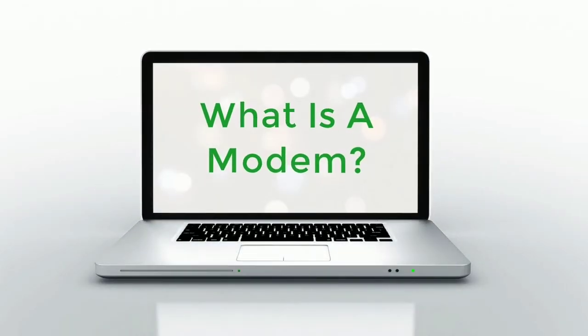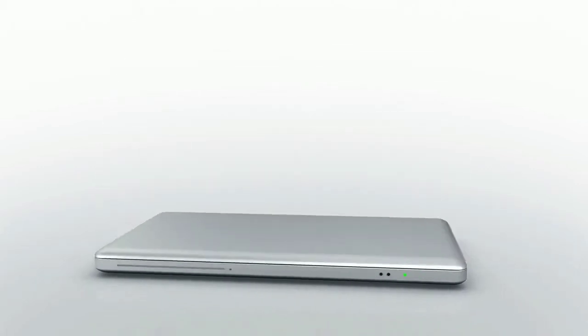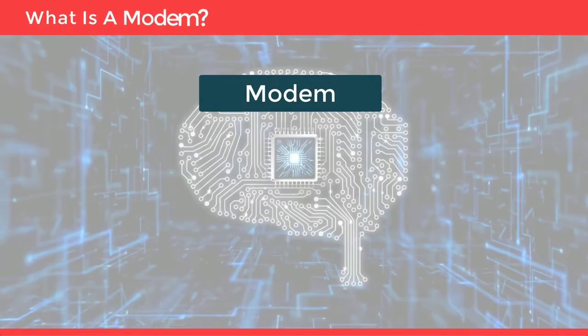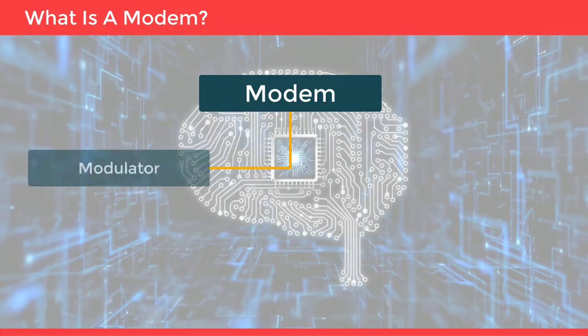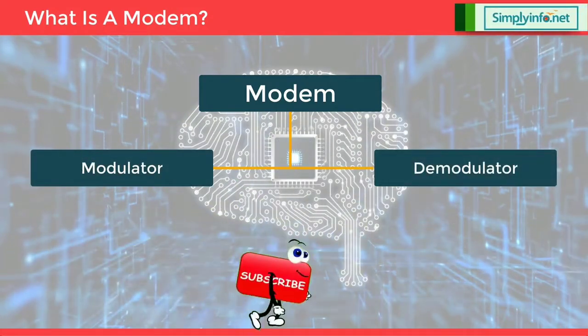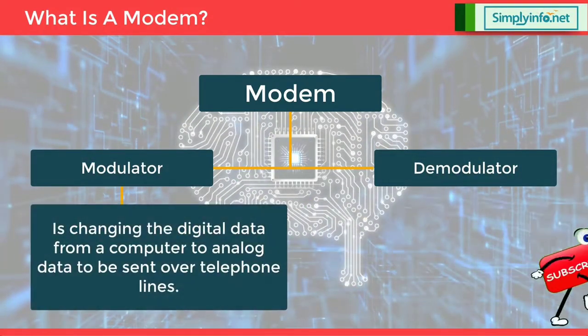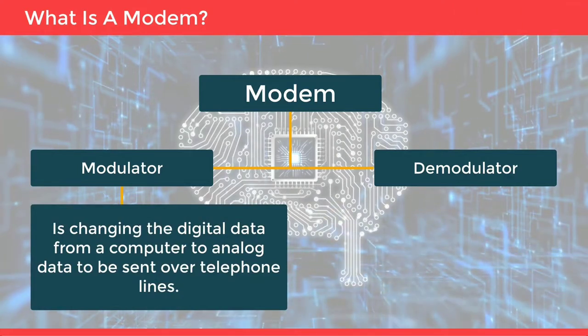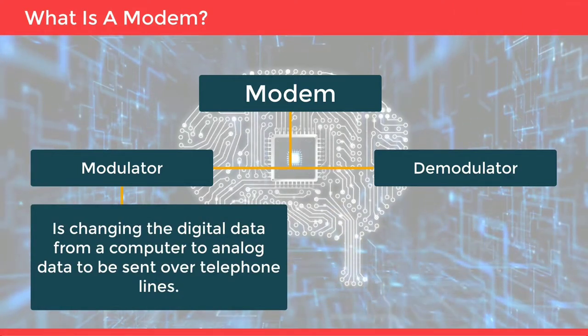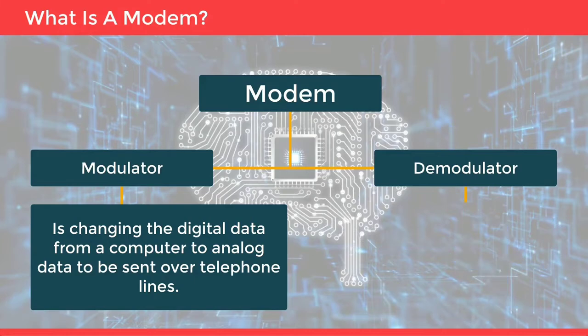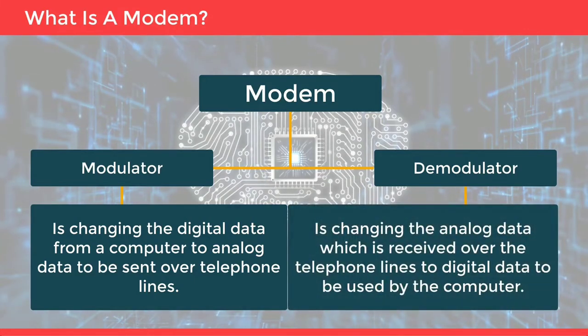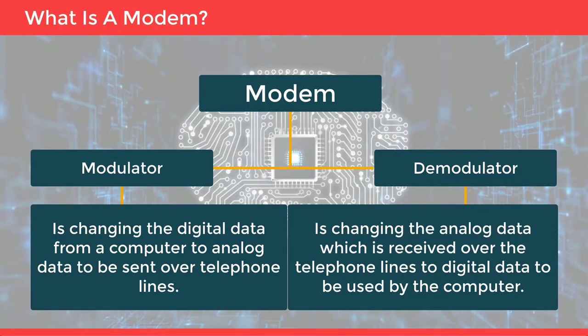What is a modem? Modem: modulator and demodulator. Modulation is changing the digital data from a computer to analog data to be sent over telephone lines. Demodulation is changing the analog data which is received over the telephone lines to digital data to be used by the computer.